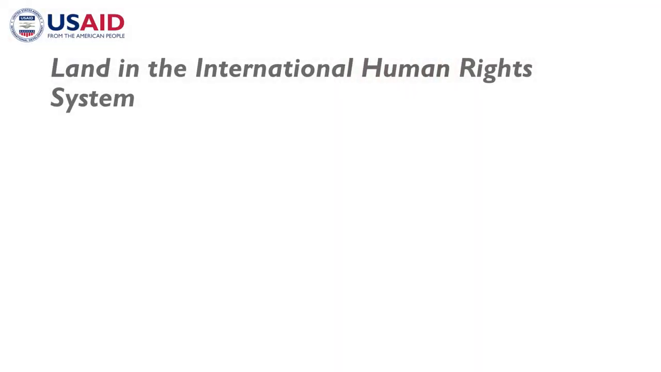Now that we've looked at some of the details on human rights and international human rights systems, institutions, let's talk about where land falls within international human rights. Land does not have quite as clear a position in a lot of international human rights treaties as other issues. But it's important to look at where that comes from.